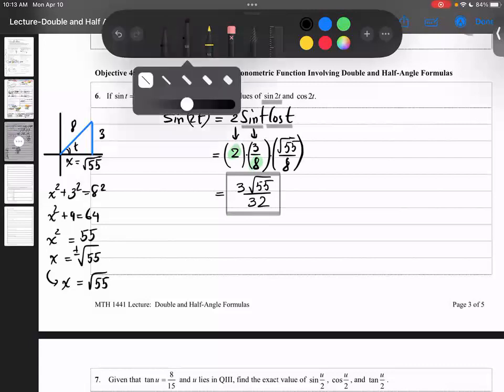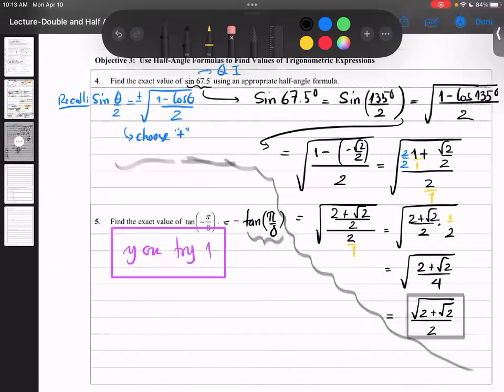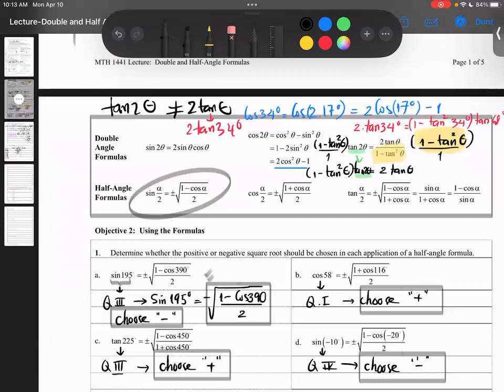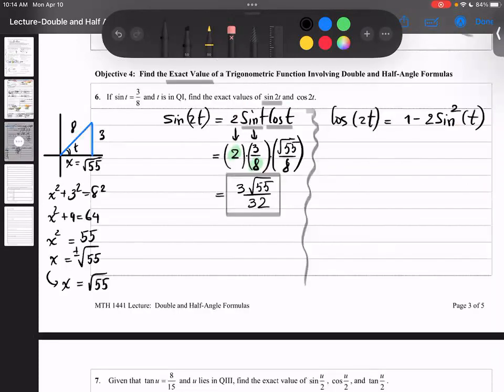Cosine 2t. For cosine 2t, you have 3 formulas. You have 3 of them. Pick anything you like. Let's pick something that's easy for you. I'm gonna pick the middle one because I don't have to deal with square root. The middle one says 1 minus 2 sine squared theta. So 1 minus 2 sine squared t, which is the same thing as sine t all of this squared. Sine t is 3/8, and then you square it.